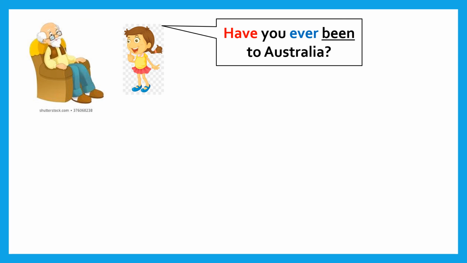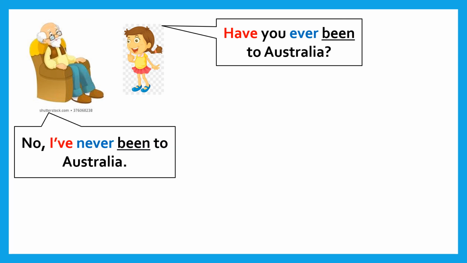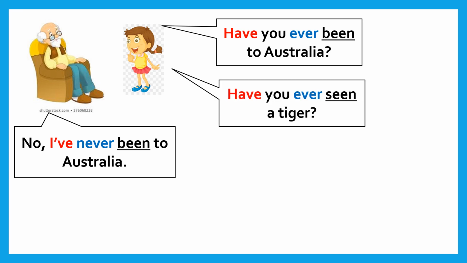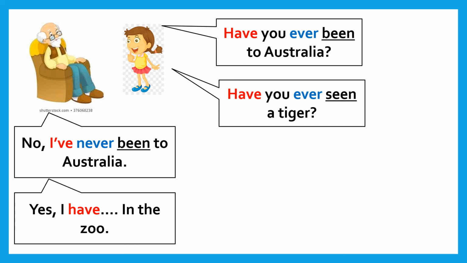Have you ever been to Australia? No, I've never been to Australia. Have you ever seen a tiger? Yes, I have. In the zoo. In these sentences used by the little girl and her grandpa, we see how the present perfect is used with the words ever and never. They are used for asking and answering questions.